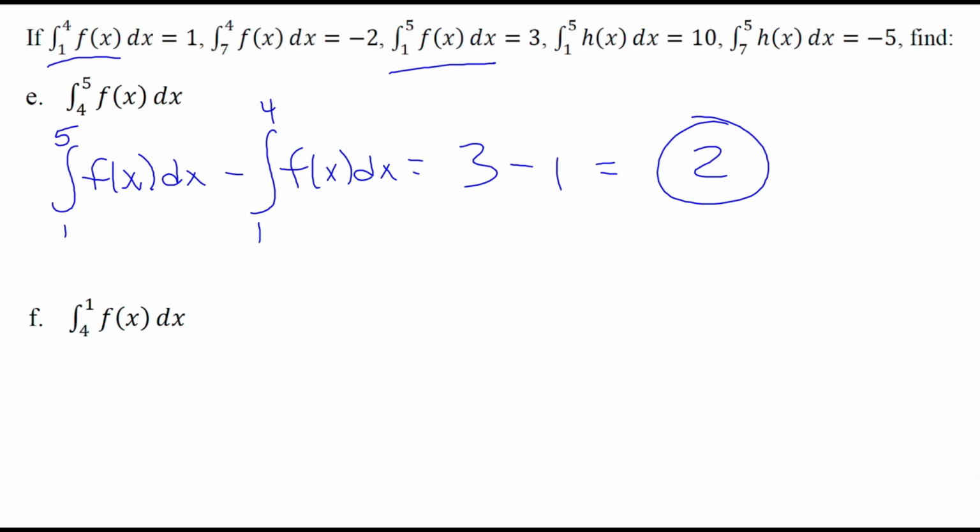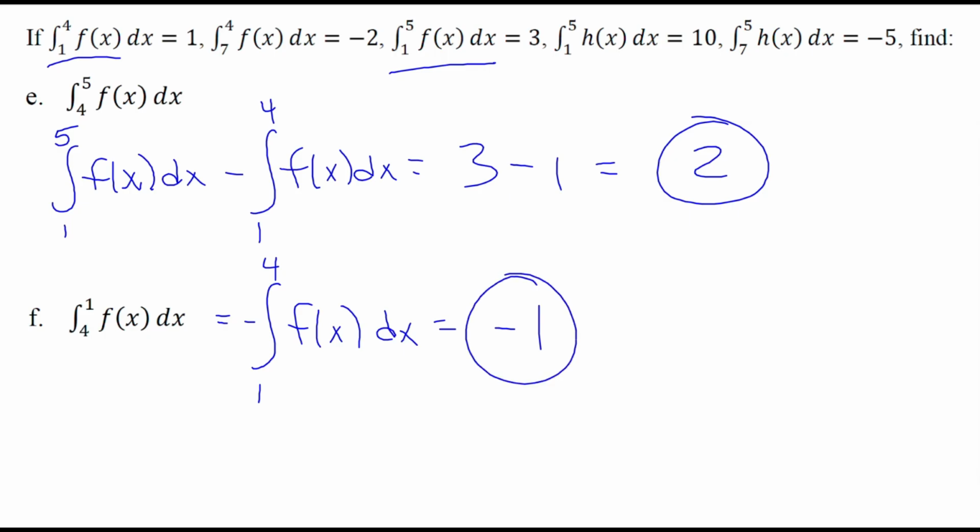And for our last one here, we're looking at the integral from 4 to 1 of f. Well, we can just flip the limits of integration and make it negative. It's the opposite of the integral from 1 to 4 of f, which is going to be the opposite of 1. So just negative 1.